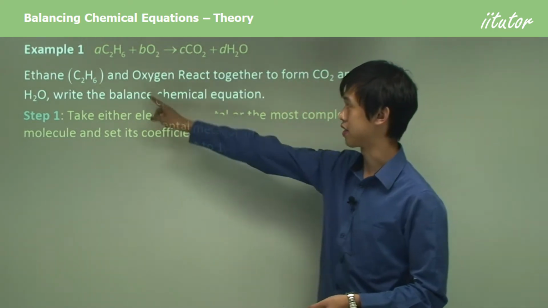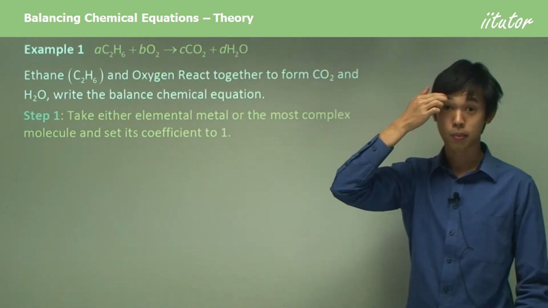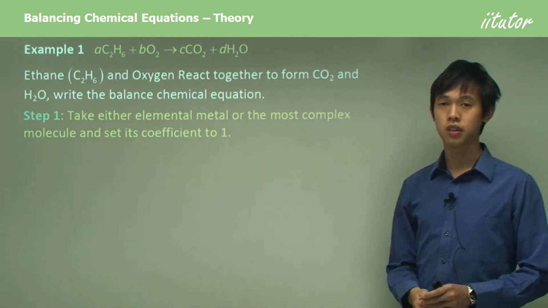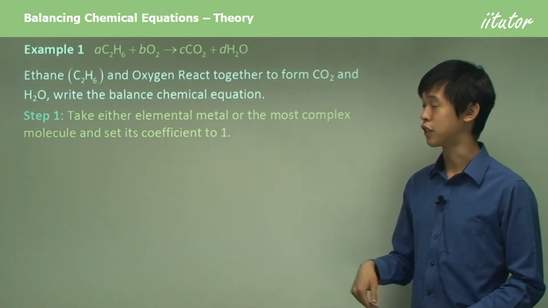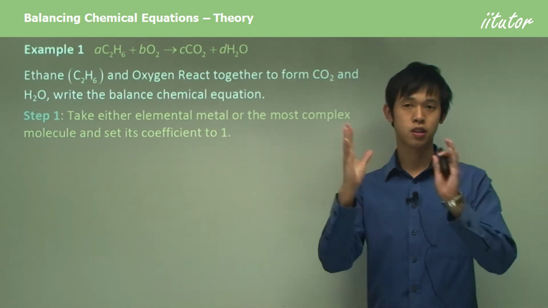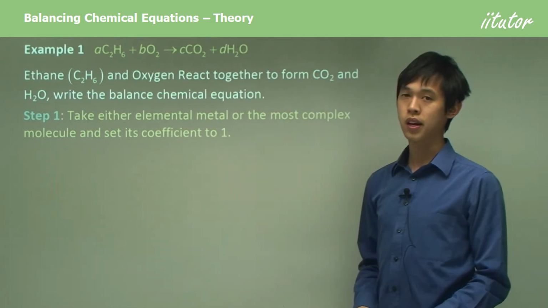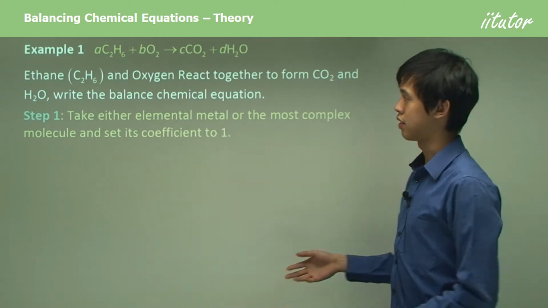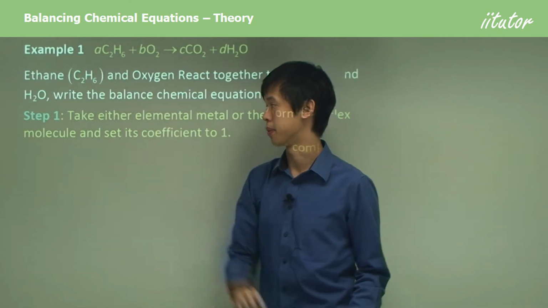You can't see any metals. You can see a fuel, oxygen, CO2, H2O, then none of those are metals. So what you do is you set the most complex molecule, set the coefficient of that molecule to 1. So if there's no elemental metals, then look for the most complex molecule. So if you look at this, which one do you think is the most complex? Well, I think this one is. So I put A equals 1.